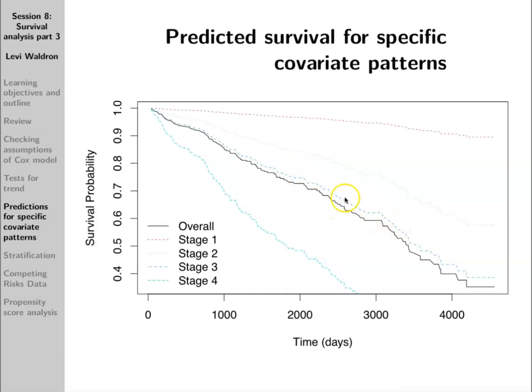And what you'll notice is that every one of these little shapes in the curve is the same in these plots because it's just this line multiplied by something. So this is not like those stratified Kaplan-Meier plots where we recalculated the survival function for each stratum. This is a predicted survival for each covariate pattern.